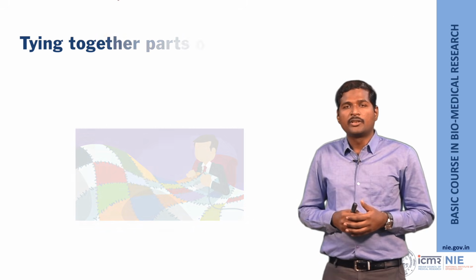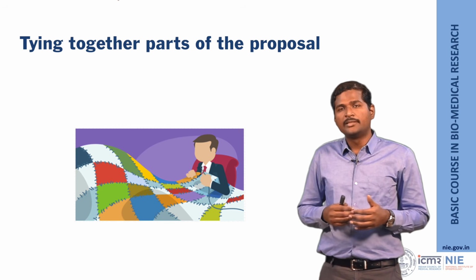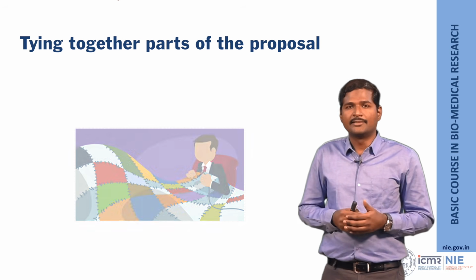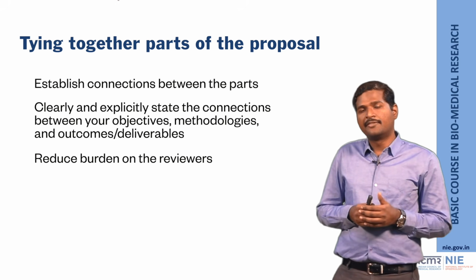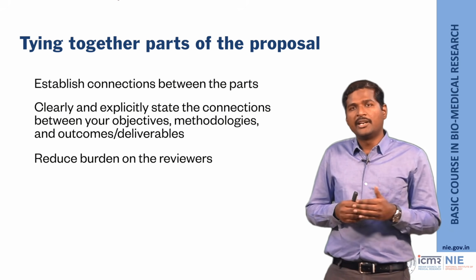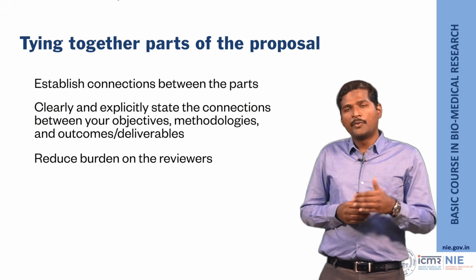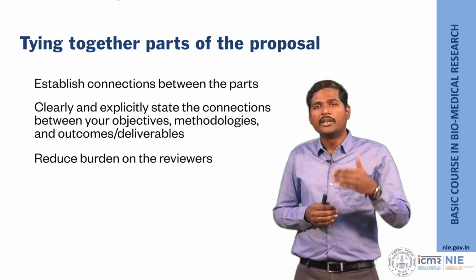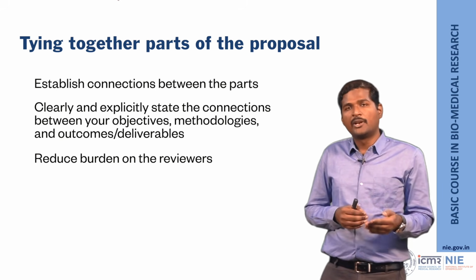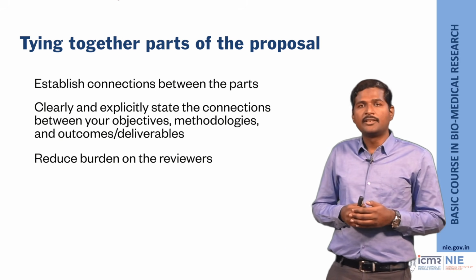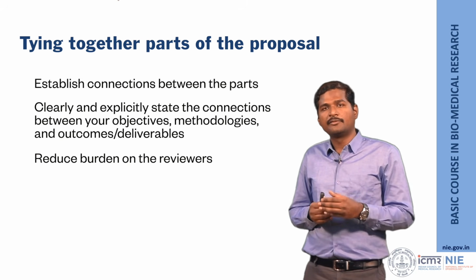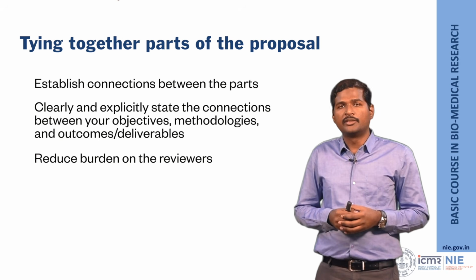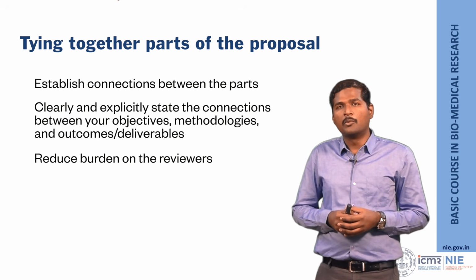Once you have written out the different parts of the proposal, please make sure that the different parts of the proposal are tied to each other nicely. Establish connections between the different parts. So when I am reading your introduction and moving on to literature review, I should instantly make the connection that this literature review is for that particular objective. And when I move on to methodology, I should instantly make the connection that this particular part of the methodology talks about this particular objective. This reduces the burden on the reviewer and gives a good impression about your proposal.